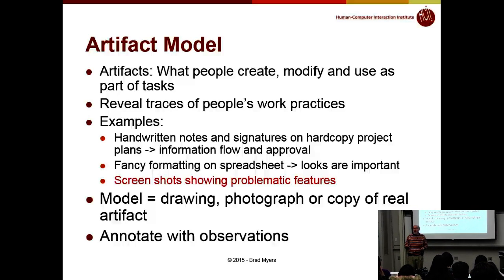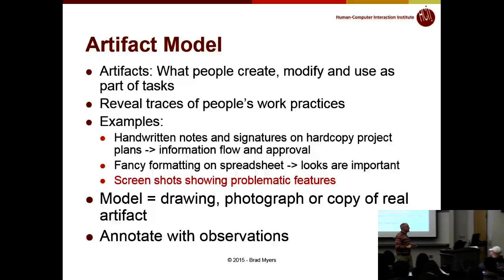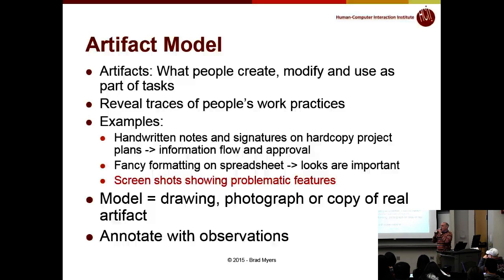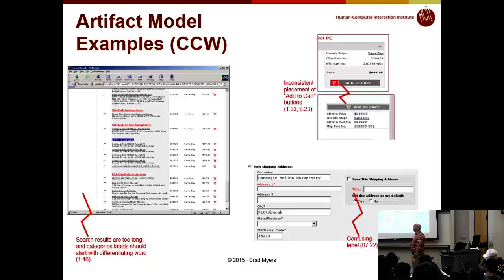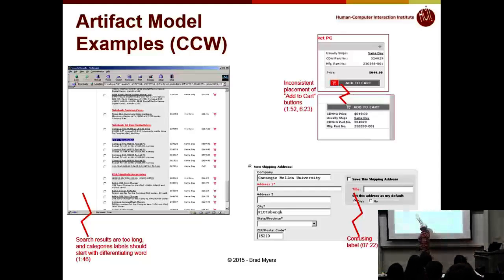If you're doing a physical device, then you'll probably have to take some pictures of it. But usually, it's not too hard to get high enough resolution pictures that you can see what's going on. And you can annotate it with observations. So this is a screenshot of the search results page, and the breakdown is the search results are too long, and the category label should start with a differentiating word. All right, so if you remember that breakdown during the video, right, it's much easier to understand that if you see a picture of it.